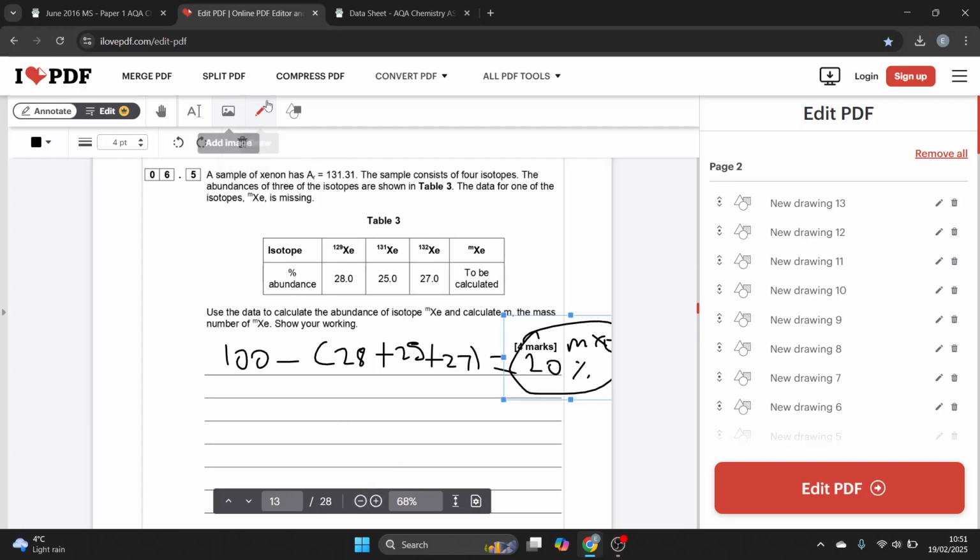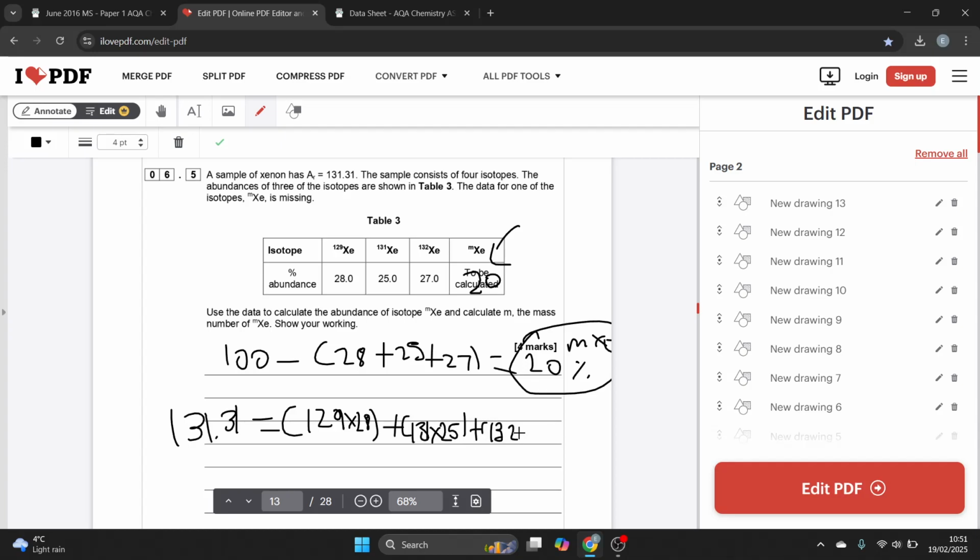Right, then what I want to do is find out the mass number of MXe. I know 20 is there, I want to find out the mass number. So I can say 131.31 equals 129 times 28 plus 131 times 25 plus 132 times 27 plus 20y. Let's just say let MXe equal y, over 100, because it all adds up to 100.